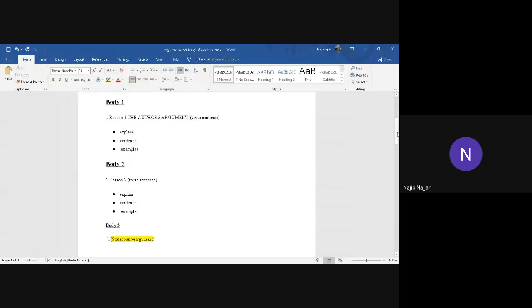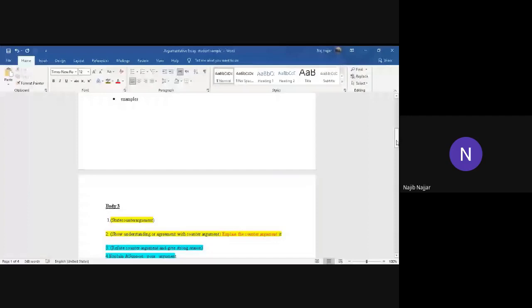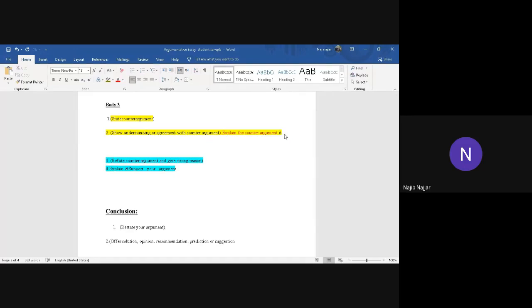And here we go for body number 3. As you can see here, I'm going down with body number 3 to explain it in detail. I start with what? With the counter argument. So I start with the counter argument. I put a full stop and then I explain the counter argument. I kind of show understanding or agreement with the counter argument. Full stop. Then here I need a transition. A transition is any word which reflects an opposite idea.